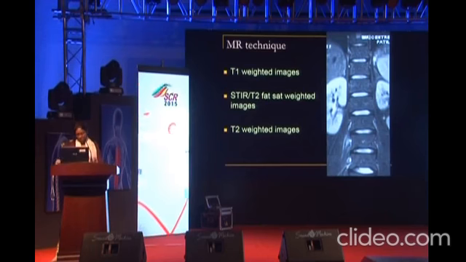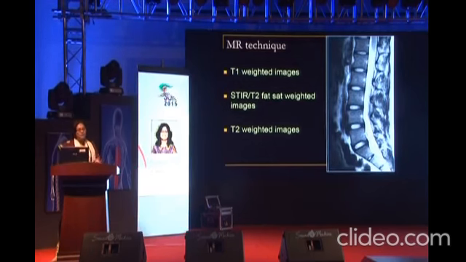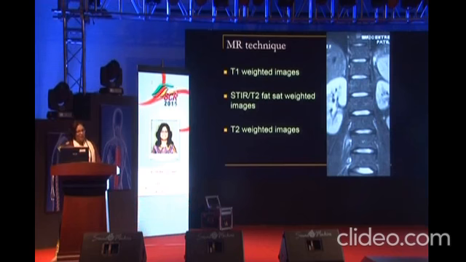Why is this important? Because a T2 weighted image is not very good to look. Plain T2 is not good to look for marrow abnormality. Most of the pathologies are bright on T2. Lesion is bright, marrow is bright. How do we distinguish between them? So if we suppress the fat, make the fat look dark, the pathology is bright and stands out.